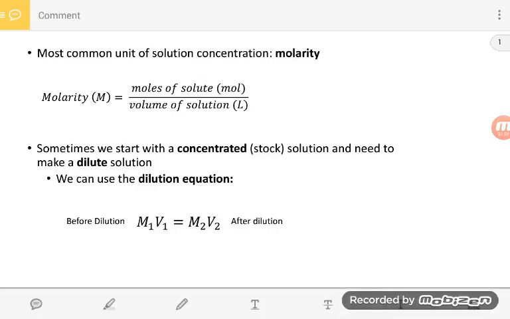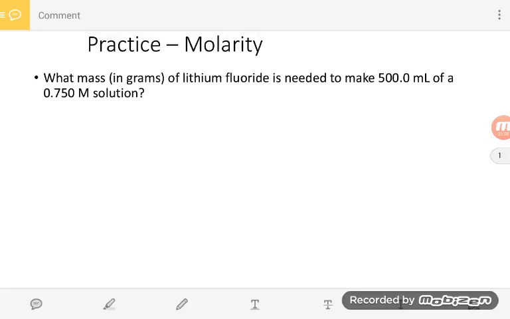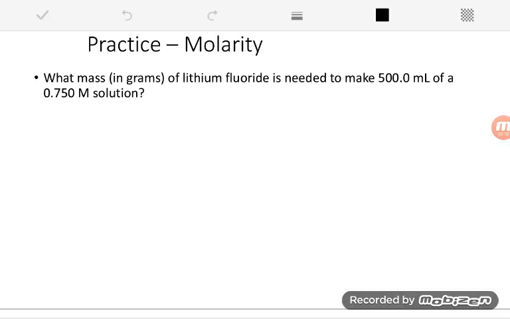So let's look at a couple ways we might see molarity problems. For instance, what mass in grams of lithium fluoride is needed to make 500 milliliters of a 0.750 molar solution? So let's just write out the information we have. If we look at our givens, we have 500 milliliters of a solution, has a concentration of 0.750 molar. I'm looking for the grams, and I'm looking for grams of lithium fluoride.